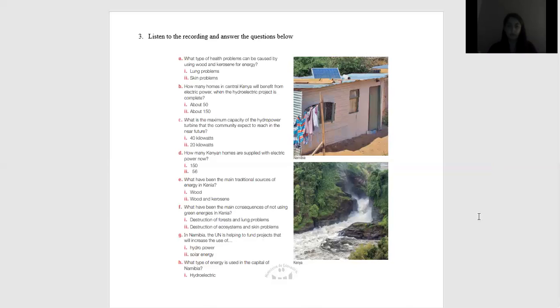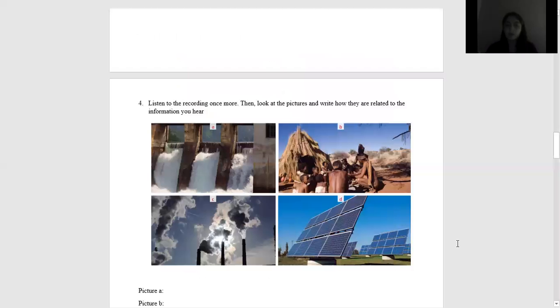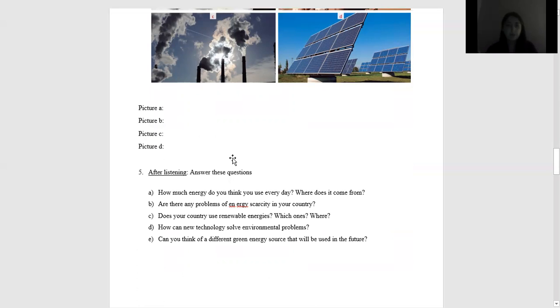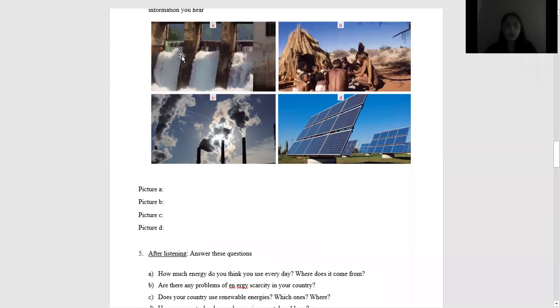Okay, so you can hear it as many times as you want, and you answer these questions. Then, in activity number 4, you have to look at these 4 pictures and write how they are related to the information you heard. So you can put whatever you want, as long as you say how picture A is related to what you just heard, about places, about functions, conditions, anything. And the same with B, C, and D.